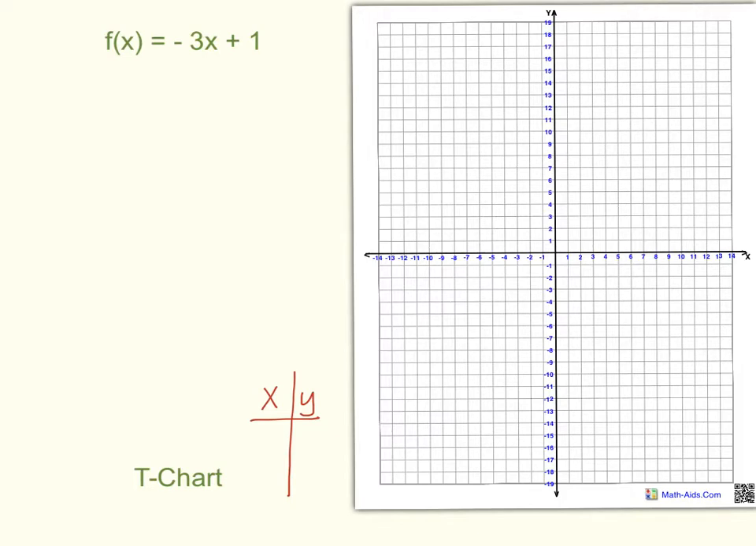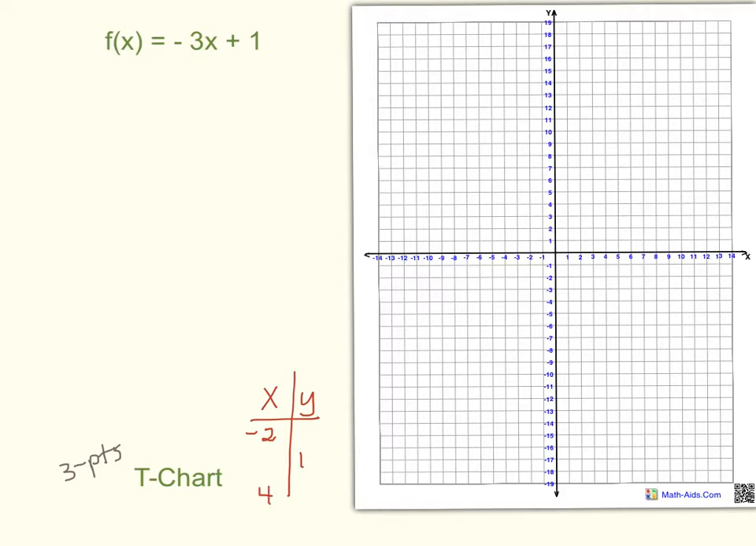Now when you graph from a T-chart, I'm always going to require 3 points, so keep that in mind. I don't care what 3 points you choose. You can actually choose any 3 points that you want. For example, I might choose the point -2 for x, I might choose the point 1 for y, I might choose the point 4 for x.